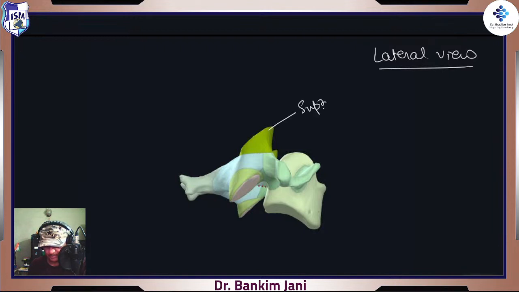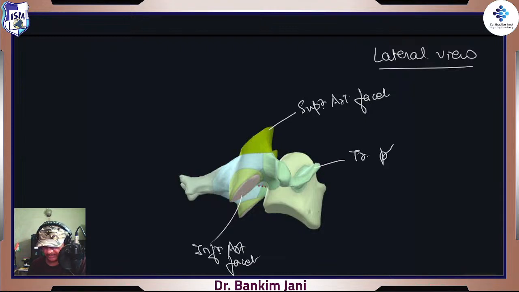Superior articular facet, that is on that side. This is the inferior one, right? It's the inferior articular facet or process. And this one would be the transverse process. That's the body. This one is the uncinate process, and that's the spine, the spinous process.